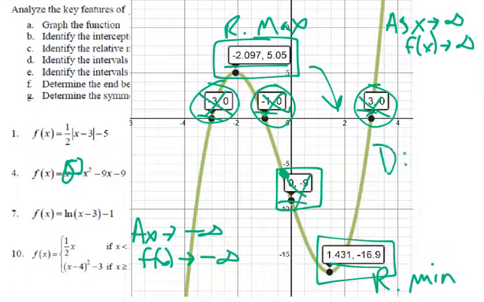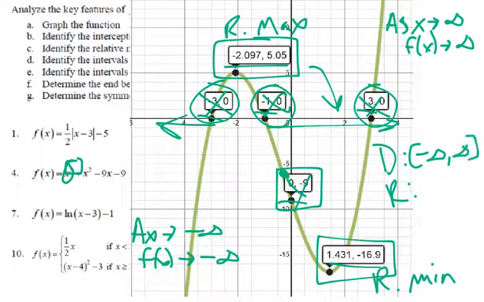Domain and range. We're going to the right and to the left. This will just keep going, so negative infinity to infinity. Same with range. It keeps going up, keeps going down. Negative to positive infinity.